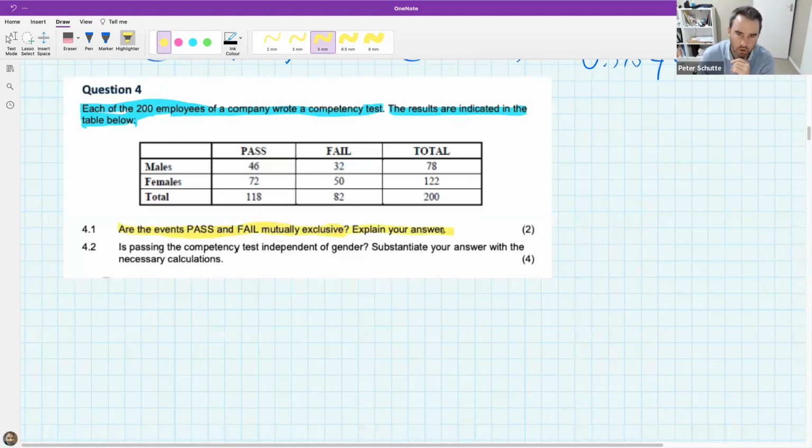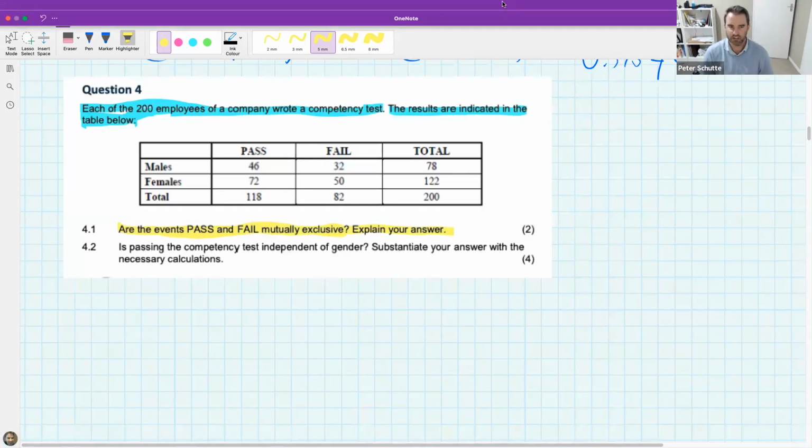So explain your answer. I'd love to hear from someone on the audio to explain, or otherwise put it in the chat. Are pass and fail mutually exclusive? What does mutually exclusive really mean? Aha, and Dile, you have nailed it. Yes. Pass and fail are mutually exclusive. You can't pass and fail at the same time.